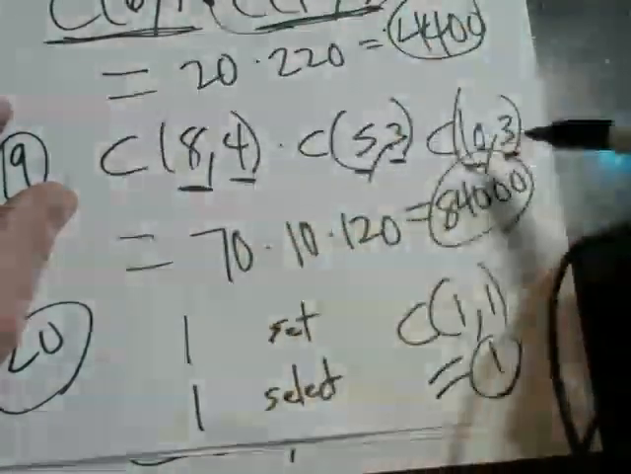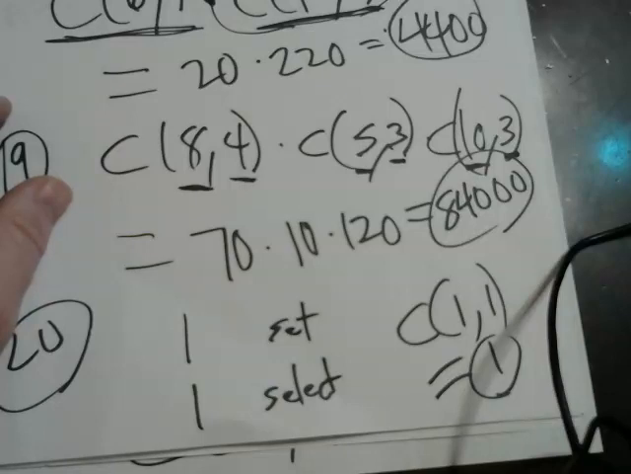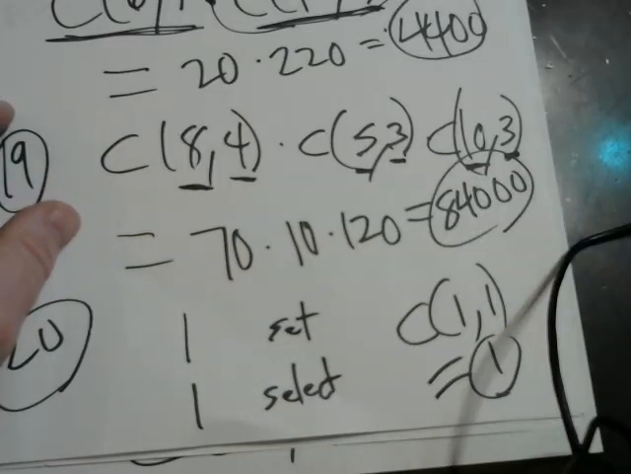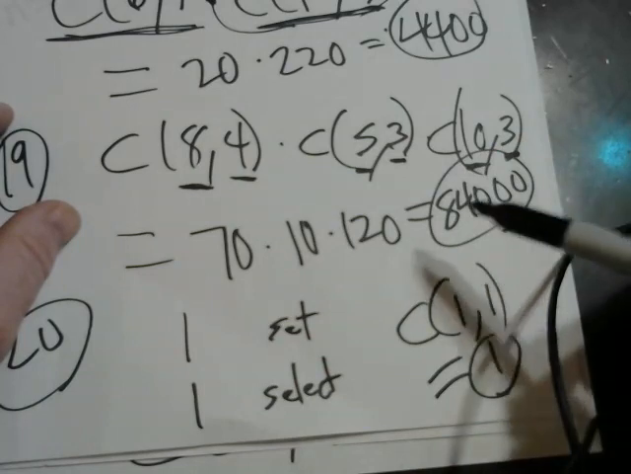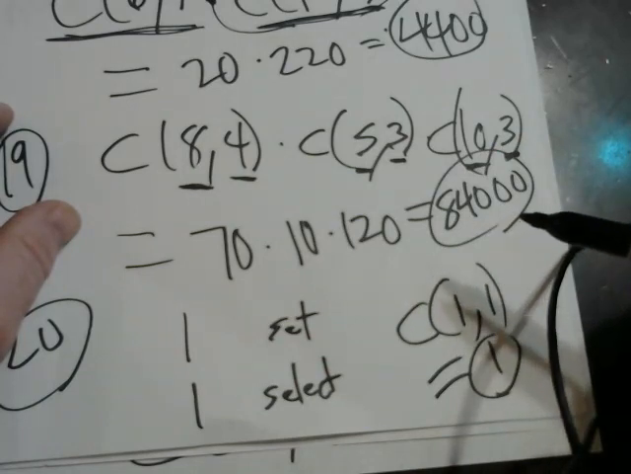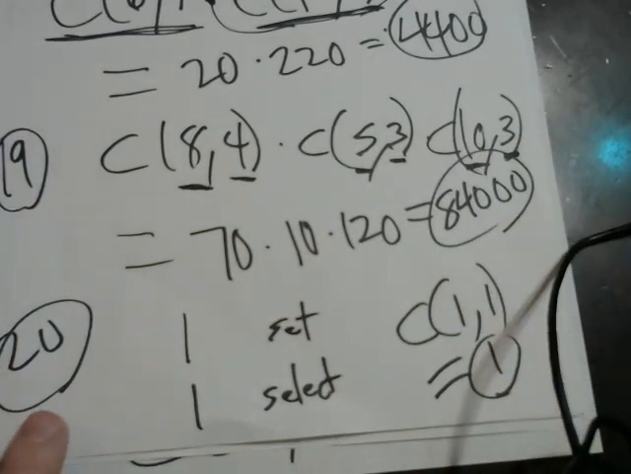Well, we're putting them all on a committee, so the order of selection doesn't matter. That's why I use combinations. So the trickiest part of that problem is really just plugging it into a calculator, but you should get 70 and 10 and 120.